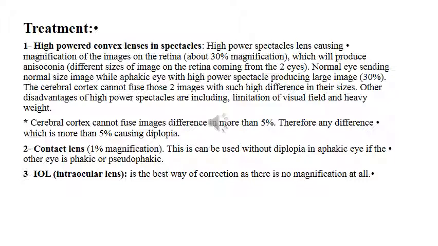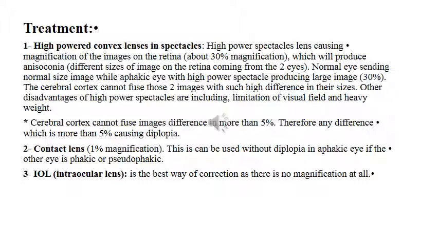Normal eye sends normal size image, while aphakic eye now with high power spectacle produces large image by 30% of the actual size. So the cerebral cortex now will not fuse these two images because of the difference in size. This results in diplopia or anisoconia.